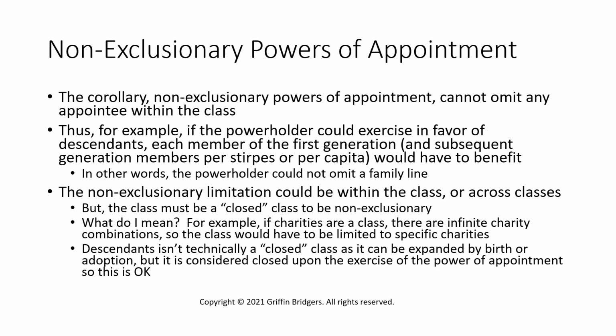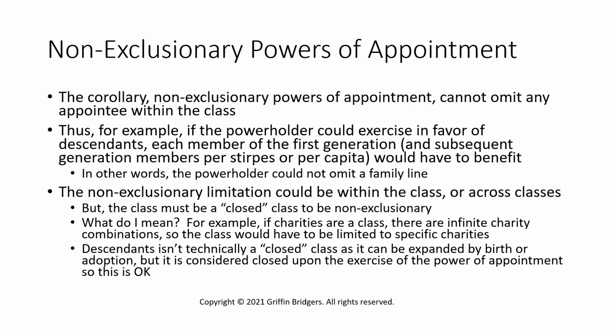Now, within a class itself, to have a non-exclusionary power of appointment, the class must be closed, because if you have infinite choices, there's no way to make it non-exclusionary, because you'd have to look at every single charity within the world if you had, for example, a non-exclusionary power to charitable organizations. But descendants makes sense here if you wanted it to be non-exclusionary.